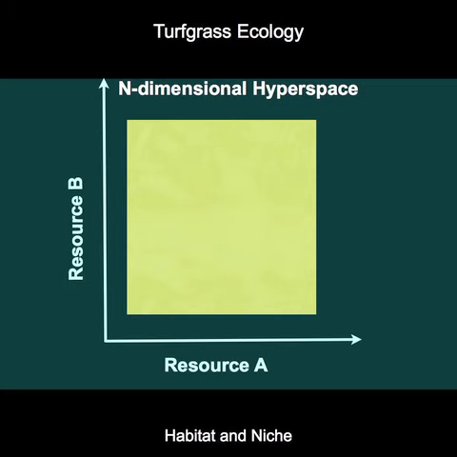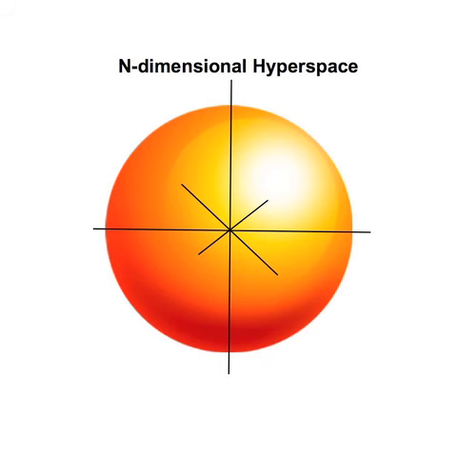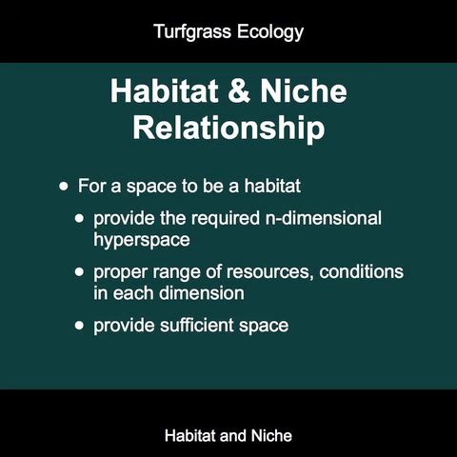He described a niche as something like an n-dimensional hyperspace. Shown here is a two-dimensional niche as defined by sunlight and moisture. Here is a three-dimensional niche with temperature added to further define the niche. And now we add a number of conditions and resources, and the niche becomes n-dimensional. Thus, for a space to be a habitat, it must provide the proper range of resources and conditions in each dimension, for all the n dimensions, and, again, there must be adequate space.